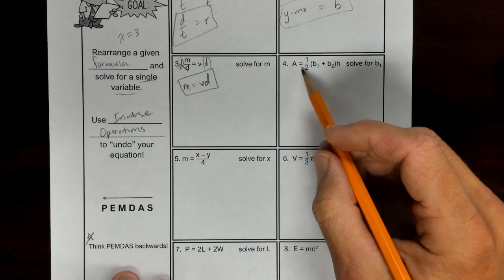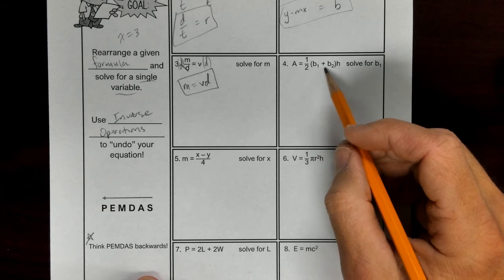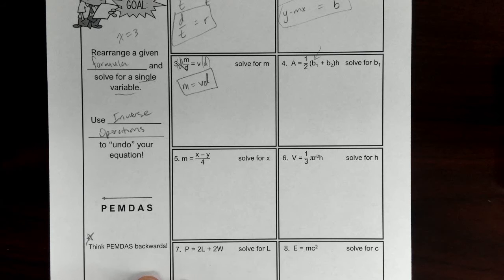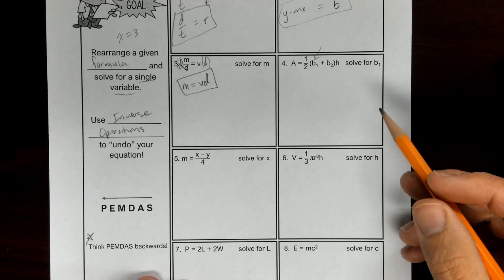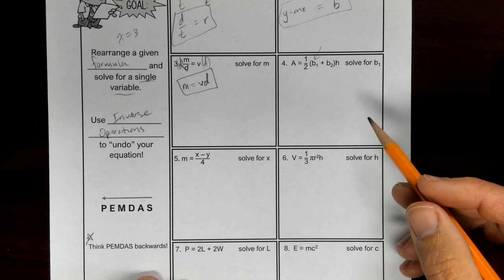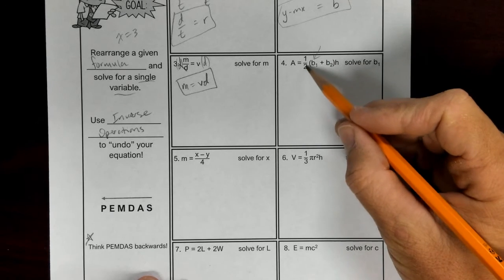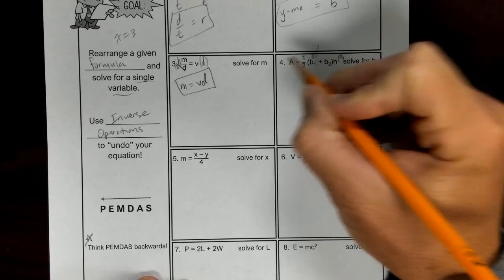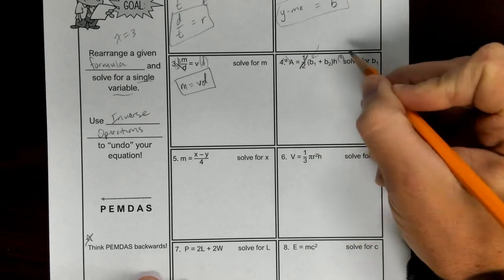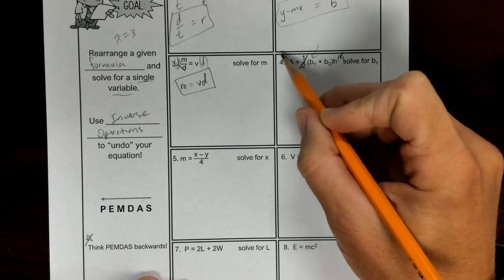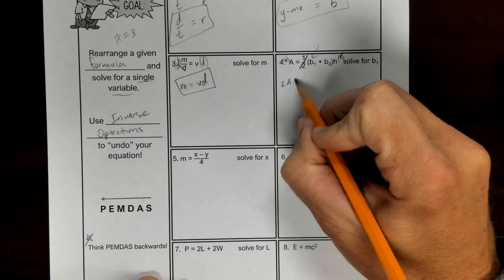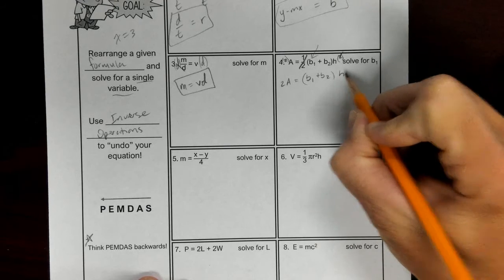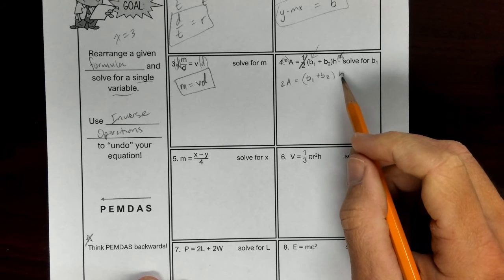Number 4, a equals 1/2 times b1 plus b2, times h. We're solving for b1. Oh my goodness. Okay, now the first step I would do is get rid of the fraction. Alright, so now how do I get rid of a 1/2? This is divided by 2, so the opposite of dividing by 2 is to multiply by 2 on both sides. 1/2 multiplied by 2 cancels out. 2 times a is 2a equals b1 plus b2 times h. So that's times h. Right?